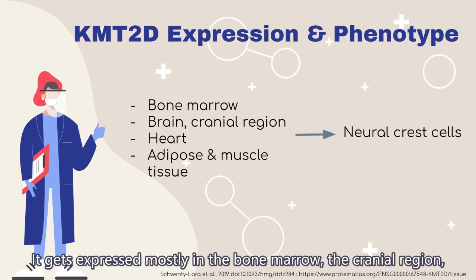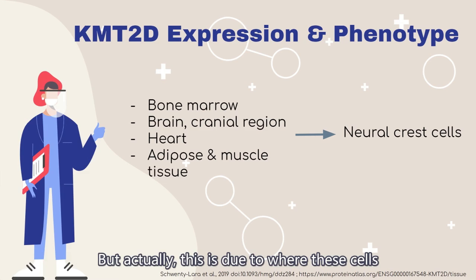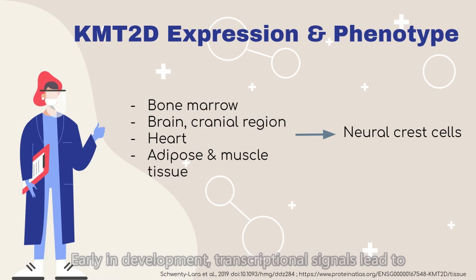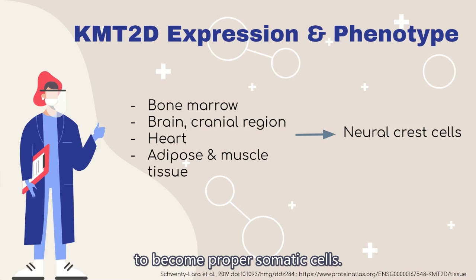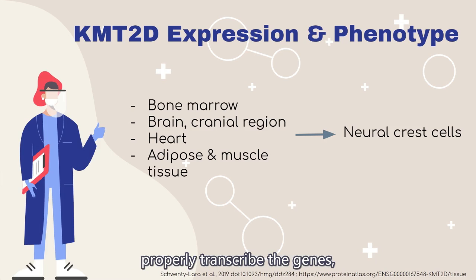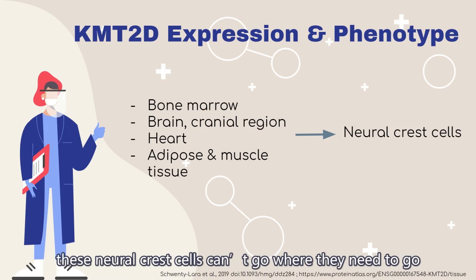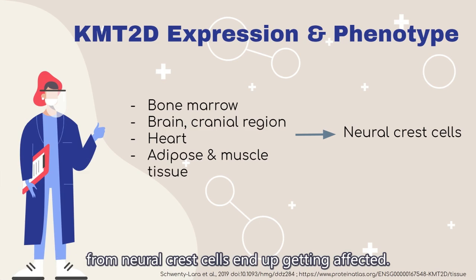It gets expressed mostly in the bone marrow, the cranial region, the heart, and in adipose and muscle tissue in adults. But actually, this is due to where these cells originate from in development. Early in development, transcriptional signals lead to the differentiation and migration of neural crest cells to become somatic cells. However, when the KMT2D gene is unable to properly transcribe the genes, these neural crest cells can't go where they need to go or become the types of cells they need to become. This is why all these cell types that result from neural crest cells end up getting affected.